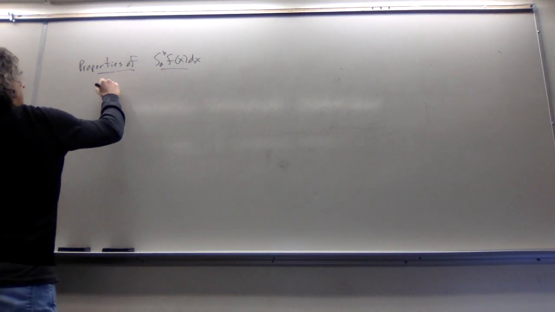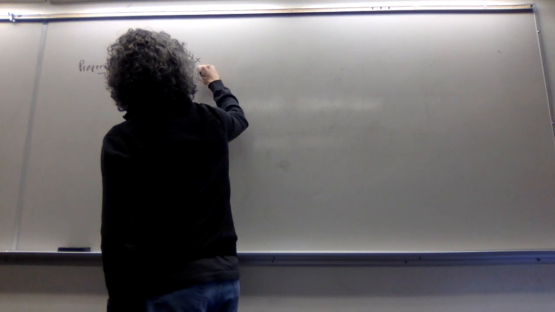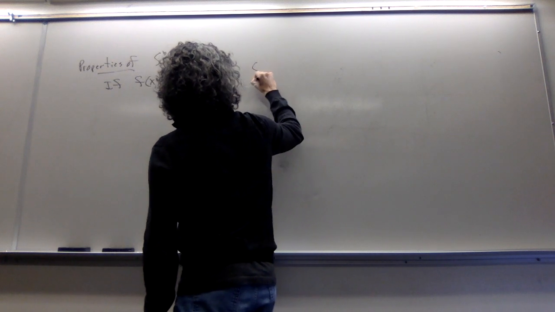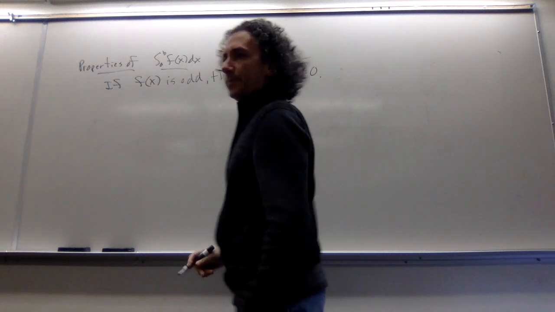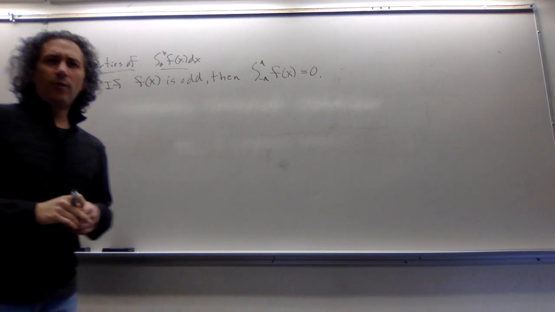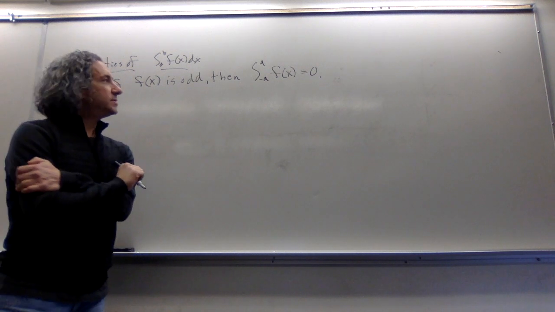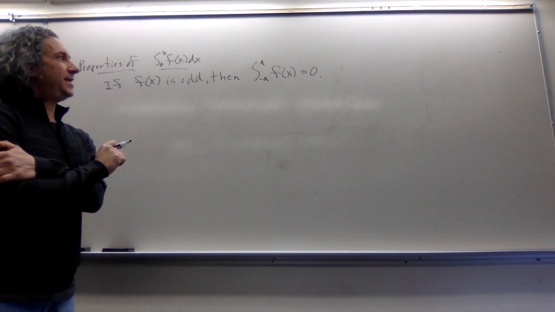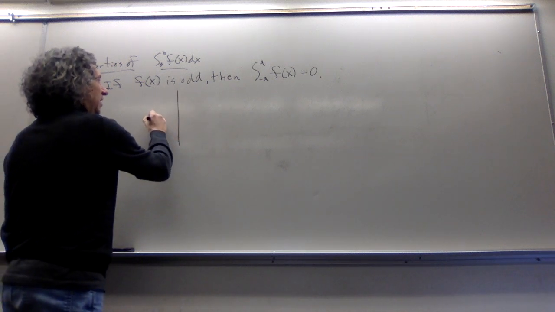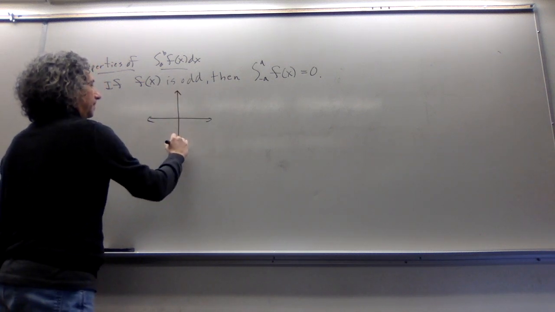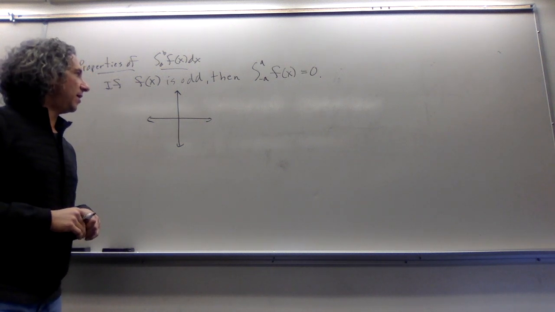So let's see. If f of x is odd, then the integral from minus a to a of little f of x is 0. So first off, what is an odd function? So odd here doesn't mean different. Odd has a very definite meaning. And there's an algebraic definition of being odd. And there's also a graphical one. So let me do the graphical one first so we can see what's going on.